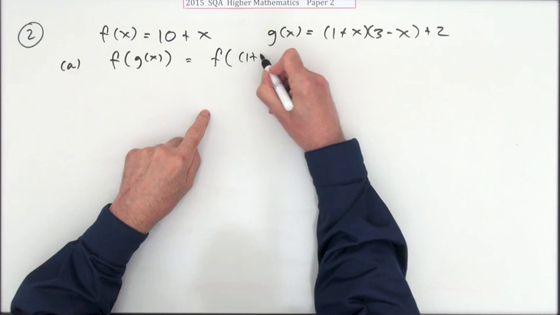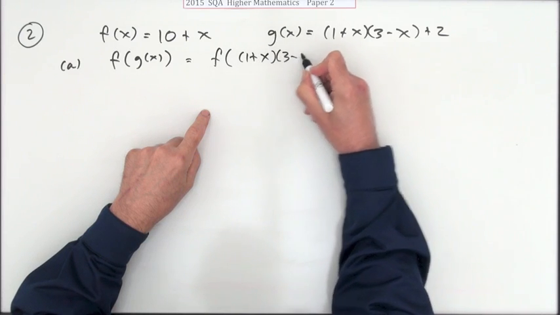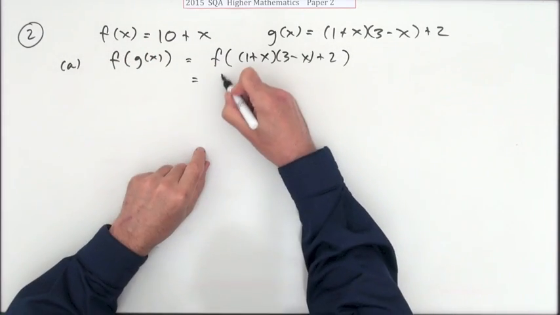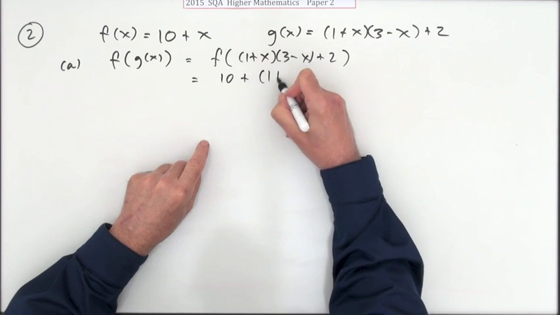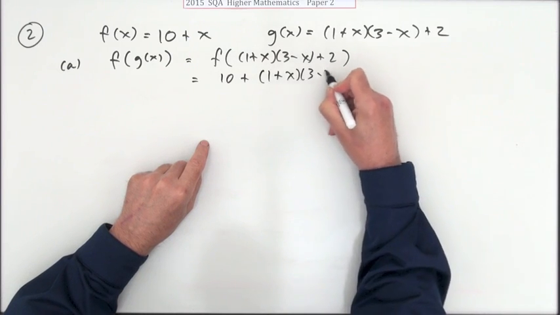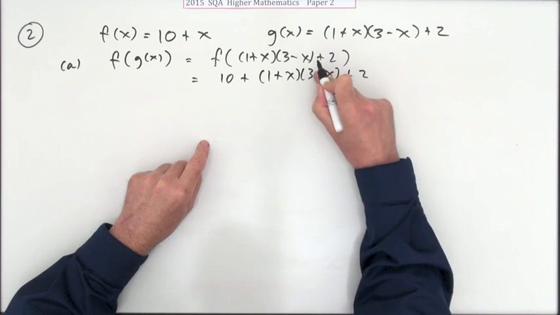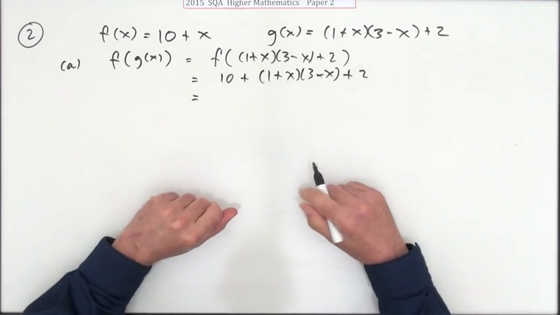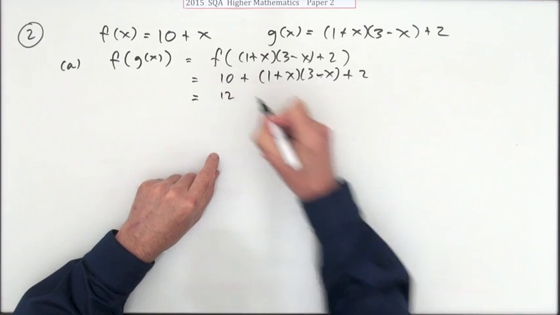Do I have to put it all in? Seems a bit of a waste of time when I know all I'm going to do is add on 10 to it. F acts on that, and what does it do to it? It adds 10 onto it. So it'll be 10 plus that. Now there are 2 marks, so do you want to tidy it up? But you would tidy it up anyway. So I can put those two together to make a 12.